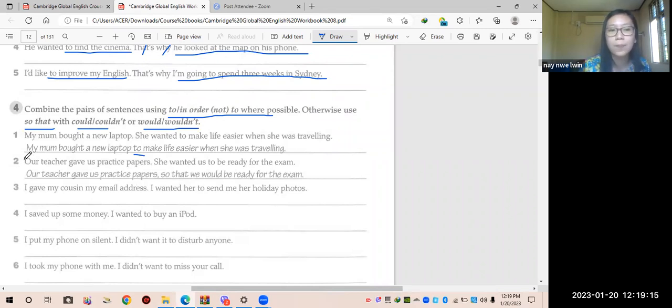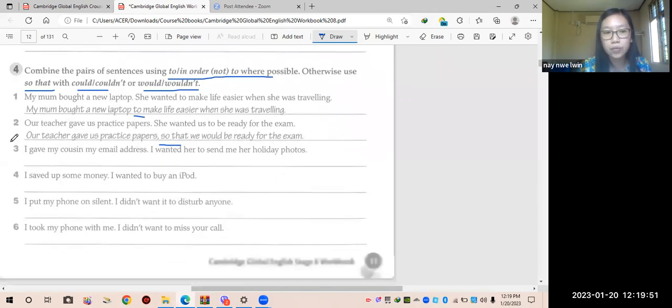And for the second one, number 2, our teacher gave us a practice paper. She wanted us to be ready for the exam. So we have to combine these 2 sentences by using some of the words here. Our teacher gave us a practice paper so that we are using so that. As for the second part, we will use we as a subject. So we have different subjects, right? So to or in order to won't be appropriate for this situation. So we'll use so that. So our teacher gave us a practice paper so that we would be ready for the exam, or you can also use we could be ready for the exam. Got it? So we'll answer 3, 4, 5, and 6, and after that we'll check the answers again.